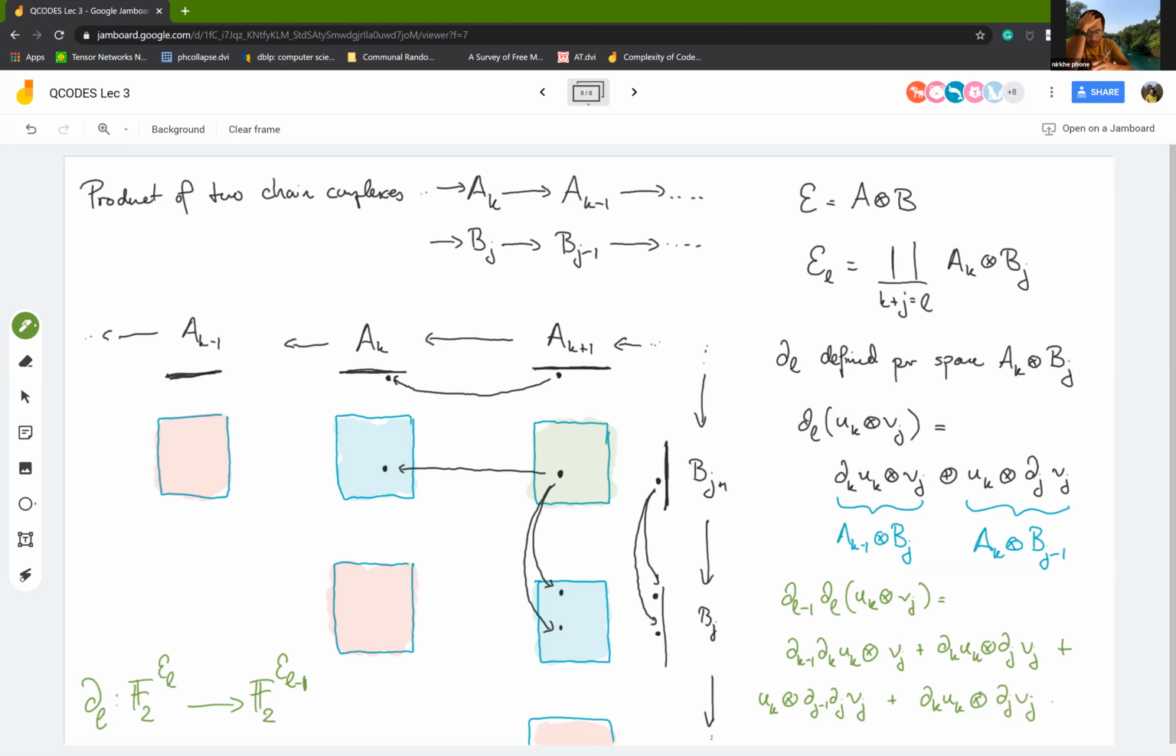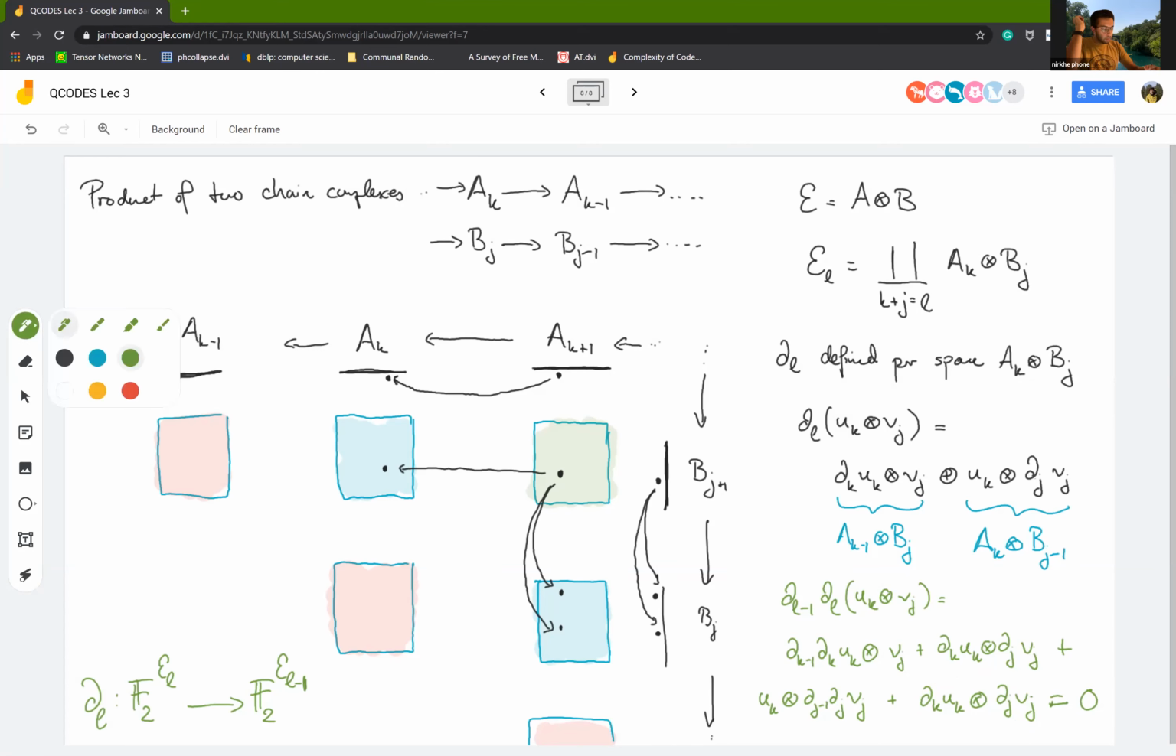And now we can see that this thing is equal to 0. Why? Let's look at this term right here. I have a delta_(K minus 1) delta_K, but that's just 0, right? So this term gets nixed. And the other one over here also gets nixed because it has a delta_(J minus 1) delta_J there, which is 0. And these two terms are the same, so their sum is 0.